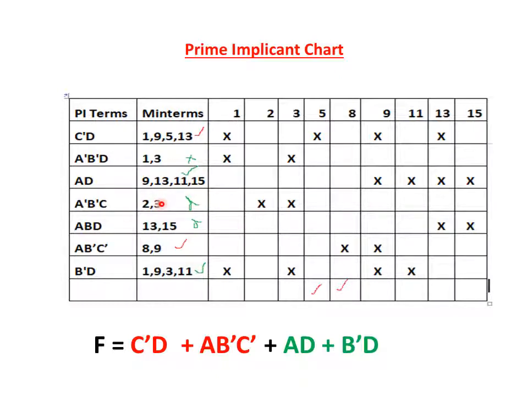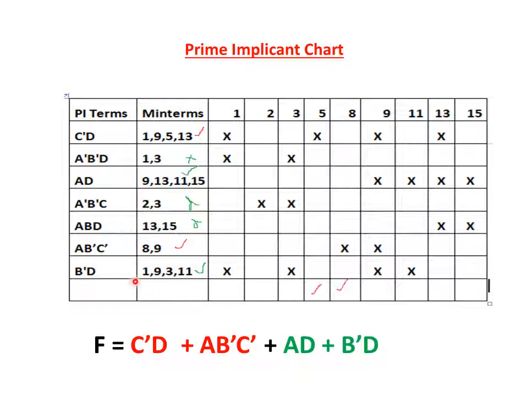Then next, 2 3. The 2 is a don't care, so only the min term is 3. The 3 is already grouped here. So this combination also will not come under the final expression. The next combination is 13 15. This 13 is a don't care, and 15 is included with this combination. So this combination we are taking for the final expression. In the same way, this combination also we are taking for the final expression.